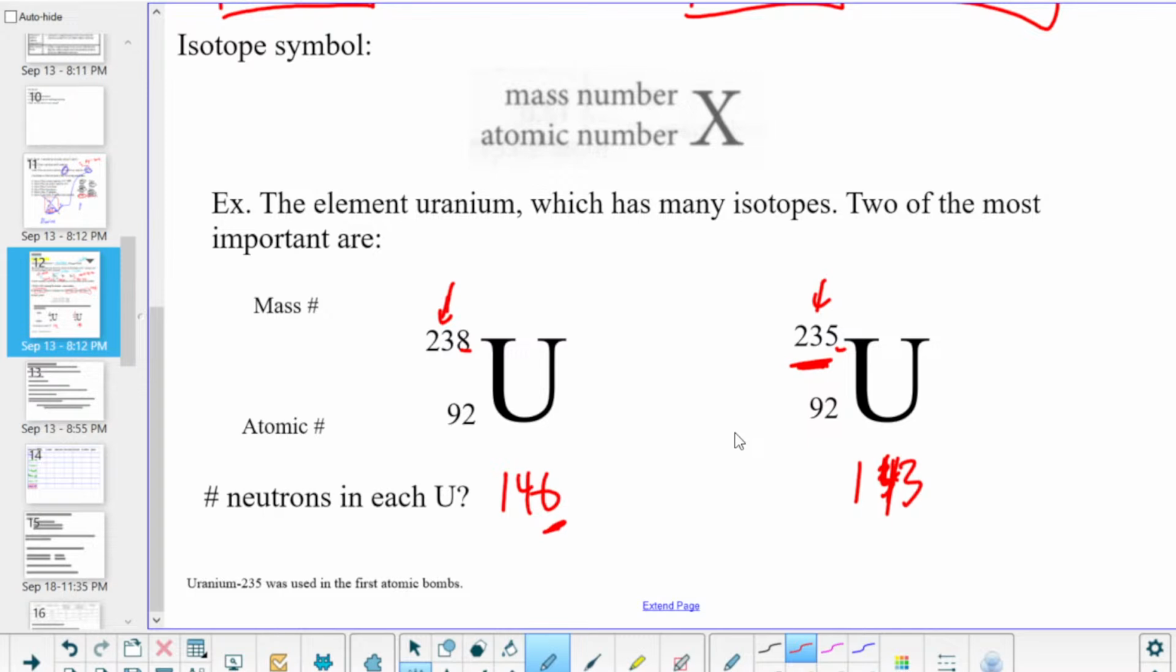The hard part is if you want to separate these two, they are chemically identical. This uranium will react with chemicals the same as this uranium. What is the only difference between them? The weight. And is it very much? No, it's a tiny bit.